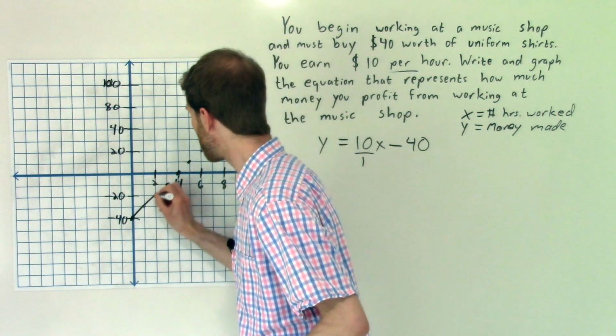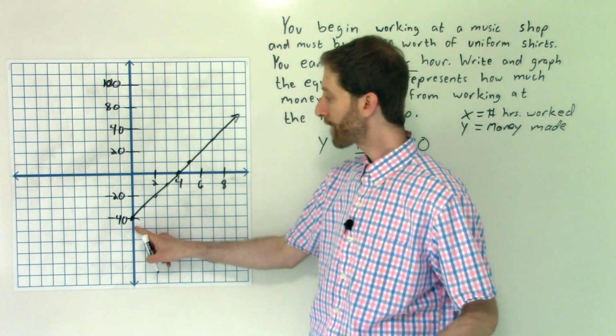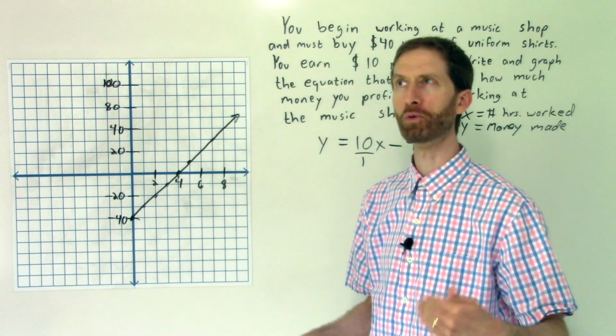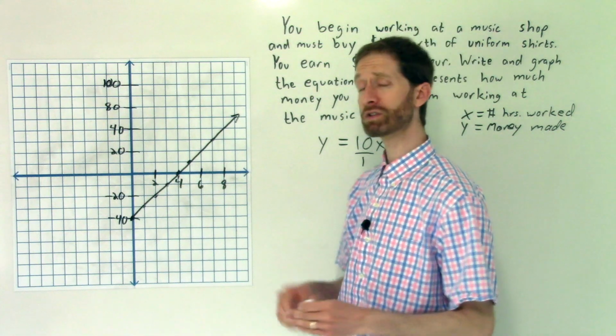Now, it's very important to recognize this: I'm only going to start my graph at the y-intercept because there is no negative time. You didn't start working there before you started working there. That's just weird. That's it, peeps, and we can use the graph for a number of things.